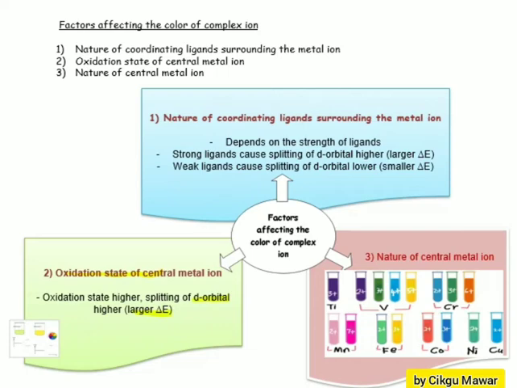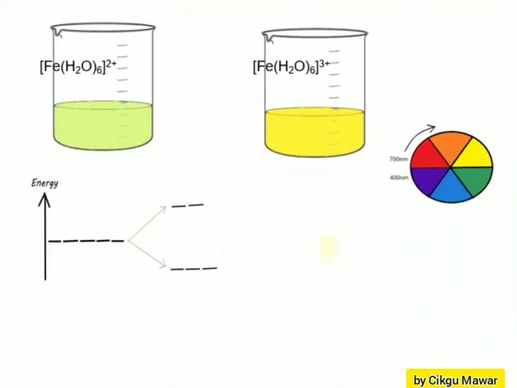Now, let me give you two examples. For iron, the first one is hexaaqua iron(II), so here is the iron 2 plus. The other one is hexaaqua iron(III), so here is the iron 3 plus. Now let's compare both of the irons.